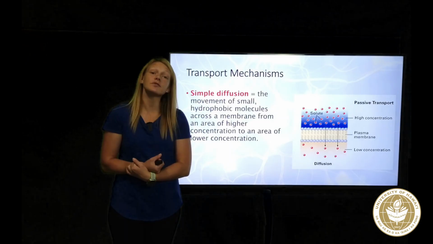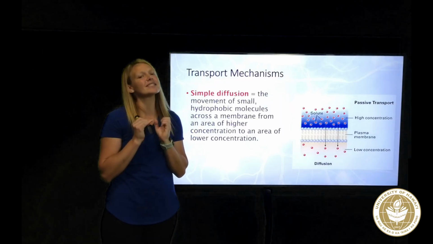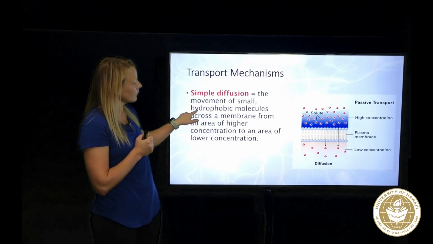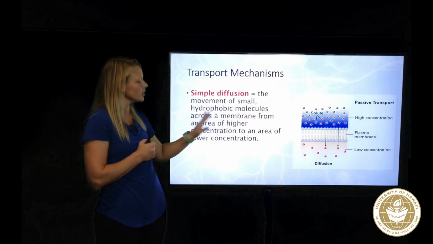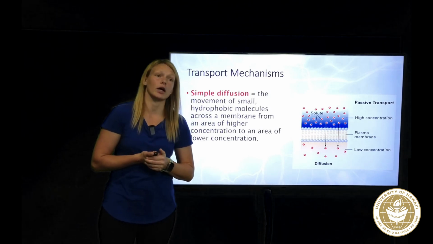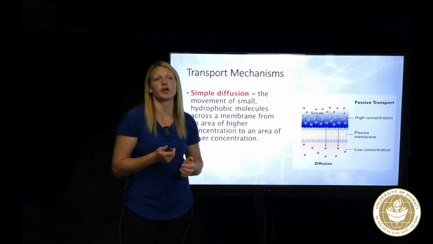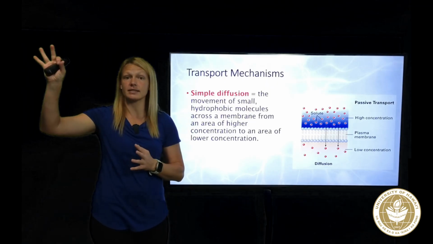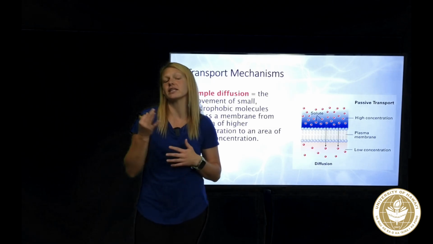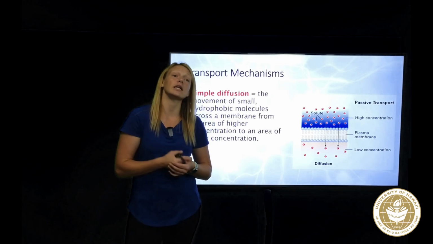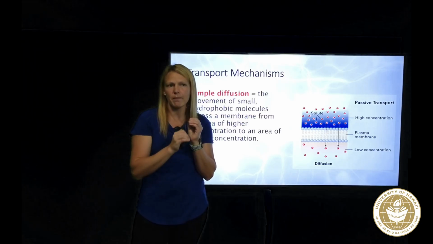The first type of passive transport that we're going to talk about is simple diffusion. This is the movement of very small hydrophobic, meaning water-fearing, molecules across the membrane from an area of higher concentration to an area of lower concentration. So molecules have a natural drive to diffuse down concentration gradients that exist between the outside of the cell and the inside of the cell. Molecules that are able to passively diffuse through the membrane include lipid-soluble substances, very small substances that can pass through that membrane easily.